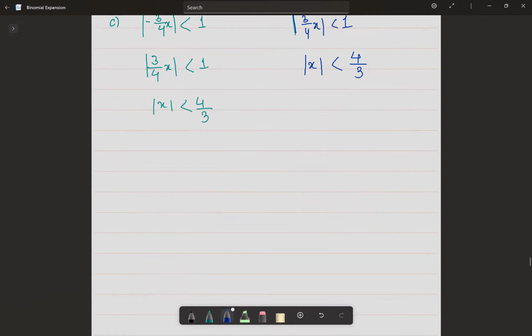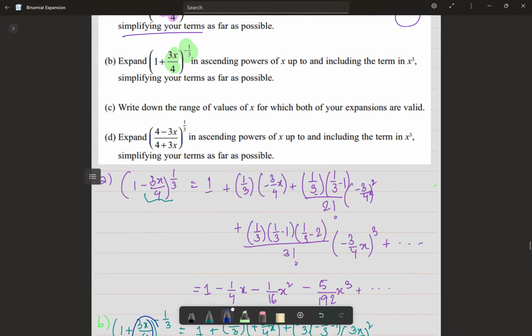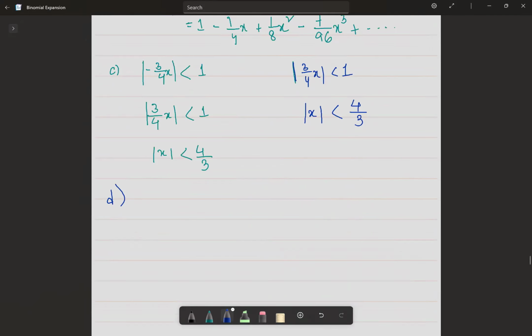Now let's move to part D of the question. In part D of the question, it says you have to expand 4 minus 3x by 4 plus 3x, this fraction, in ascending powers of x up to and including the term in x cube. So now you have to expand this fractional term which is given to you, and this fraction is raised to the power of 1 by 3. So you are asked to expand 4 minus 3x divided by 4 plus 3x to the power of 1 by 3.